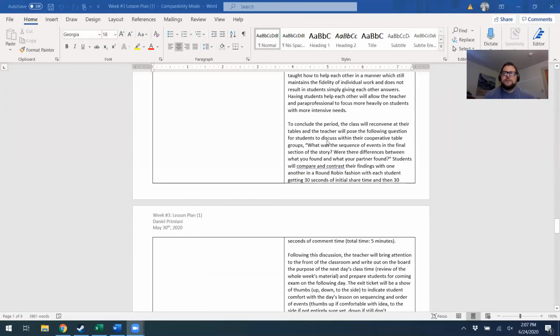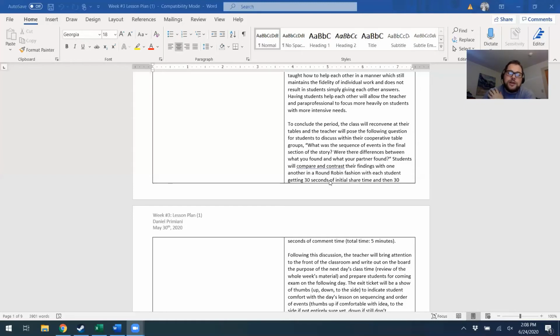Now, to conclude this period, the class will reconvene at their table, and the teacher will pose the following question for students to discuss with their cooperative table groups. What was the sequence of events in the final section of the story? Were there any differences between what you and your partner found? So you would sit back down, and each student would talk with their face partner to see whether there were any differences between the events they thought were important.